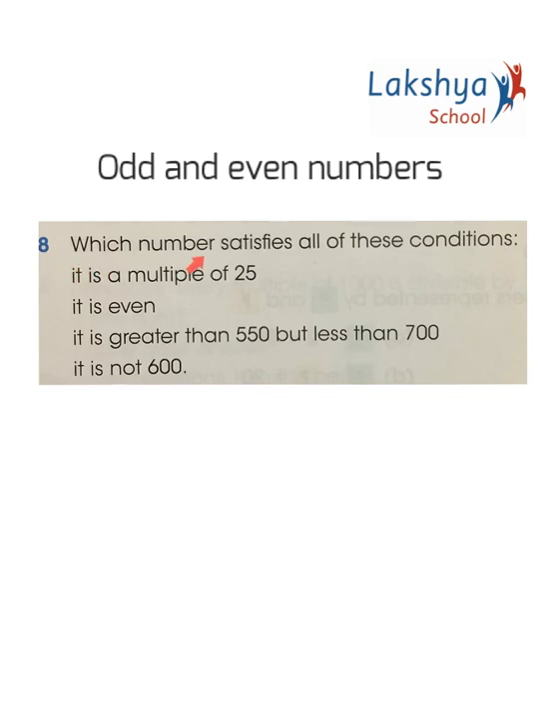Question 8. Which number satisfies all these conditions? It is a multiple of 25. It is an even number. It is greater than 550 but less than 700. It is not 600. So find a number which is between 550 and 700, an even number which is a multiple of 25. It is a multiple of 25, so it may end with 0. That means it would be an even number. Work this out.